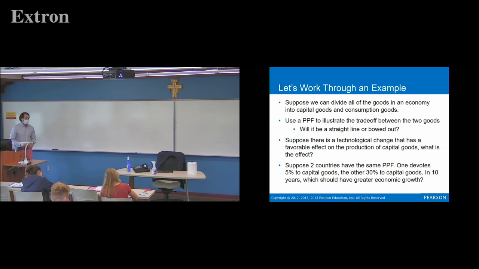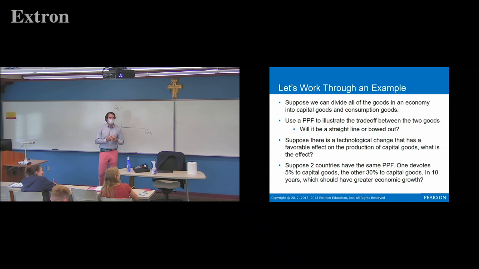So let's draw a production possibility frontier to illustrate the trade-off between the two goods. We have capital goods and consumption goods. Now, what kind of line is this going to be? Is it going to be a straight line, or is it going to be like a curved boat outline? Why curved?